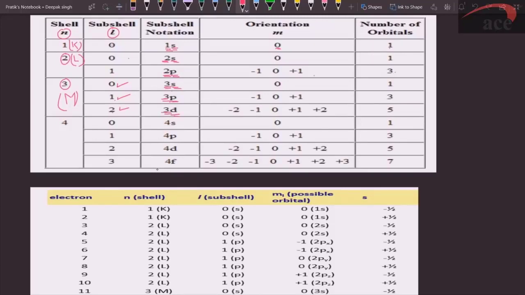For s, again one magnetic quantum number, so one orbital. For p, three quantum numbers, three orbitals. For d, five quantum numbers, so five orbitals.